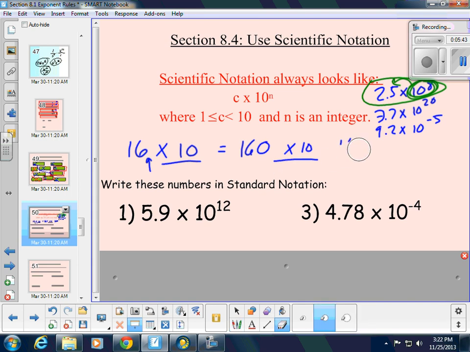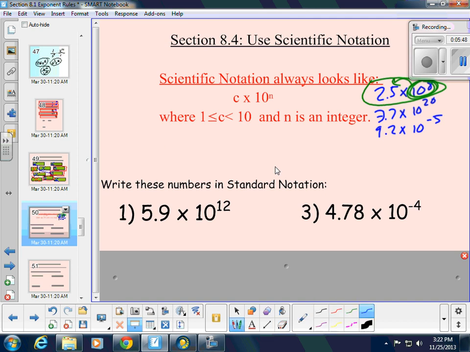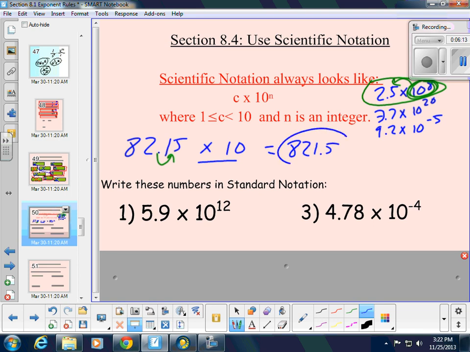Or if it's a decimal number, then it's just like moving the decimal one spot to the right. Let's say I have a number like 82.15, and I'm going to multiply that by 10. Again, maybe a trick that you've learned in the past: anytime I'm multiplying by 10, it's like taking this decimal point and sliding it one spot to the right. So 82.15 times 10 gives me 821.5. Anytime I multiply a number by 10, it's just like moving the decimal one place to the right.